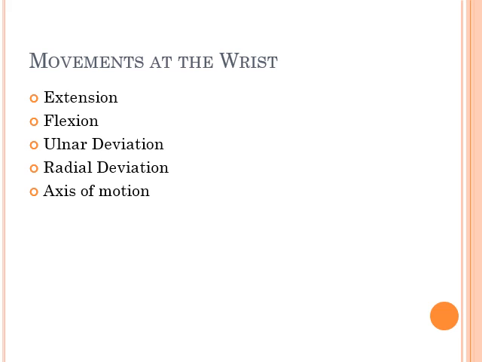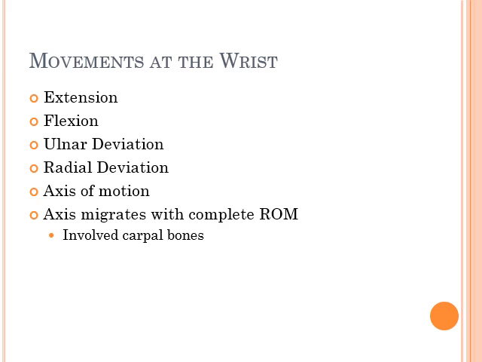Now again, I had mentioned earlier that the axis of motion goes through the capitate, and that's true. However, as you go through the range of motion, it does sort of start to migrate a little bit. So as you're going through your full range of motion, it's going to migrate because the scaphoid and the lunate have to rotate. Okay, so as you're moving through the full range of motion, they're going to rotate and cause some translation.